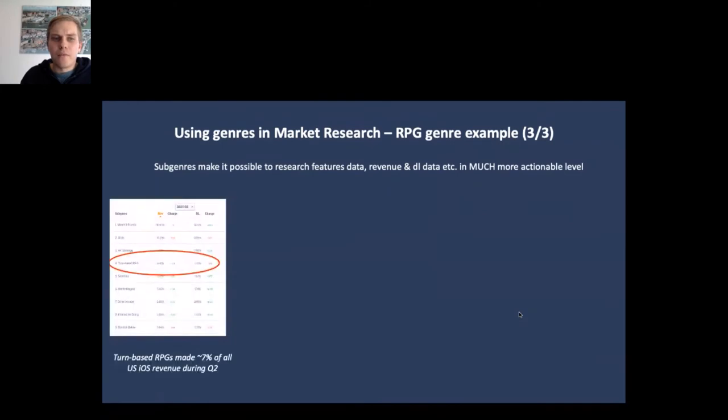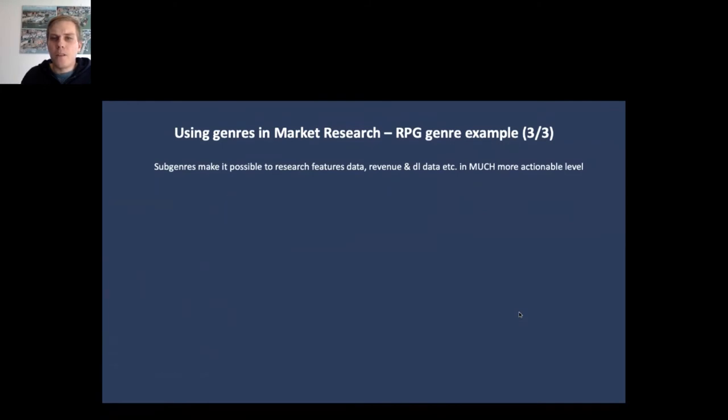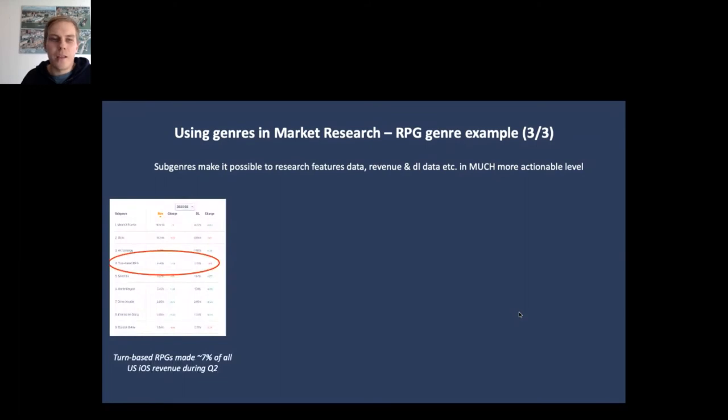And then the last example is that you can zoom into the genre that you're interested in. So let's say that you are in the turn-based RPG space. You can, for example, check out how much revenue in a time frame you're interested in the turn-based RPGs make. So, for example, in Q2 in the US, they make 7% of all the revenue.